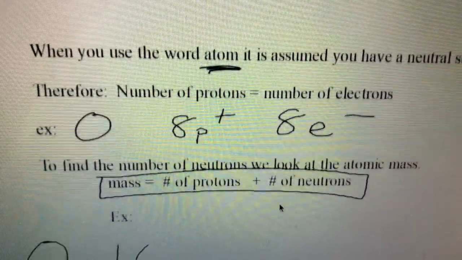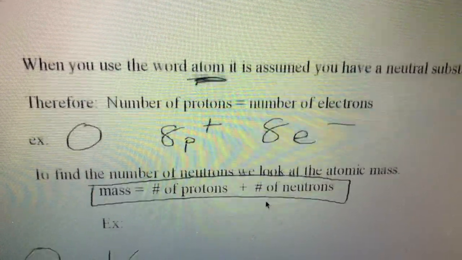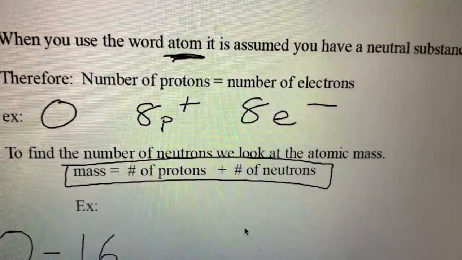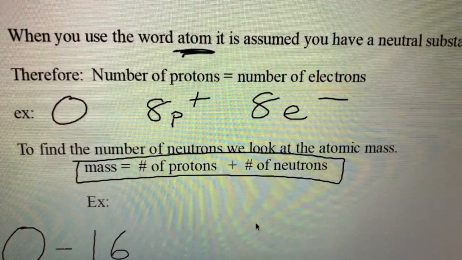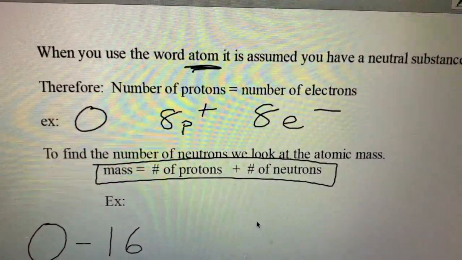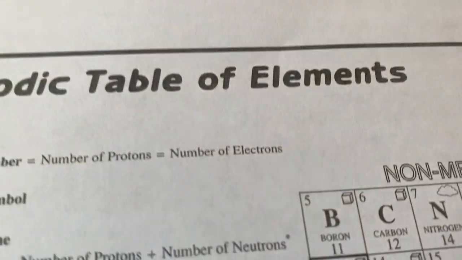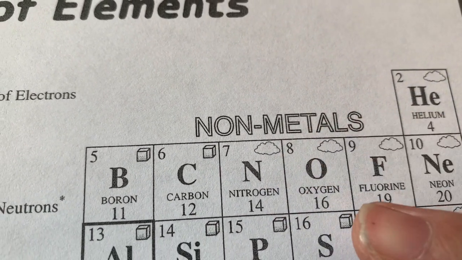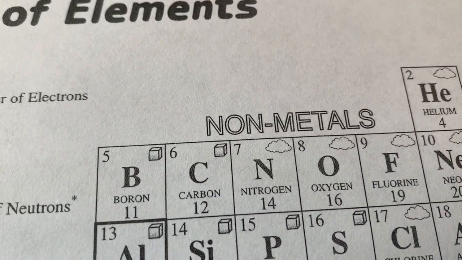Great. Now, we know how to find the number of protons and the number of electrons. The next thing is finding the number of neutrons. In order to find the number of neutrons, we're going to look at the mass, because the mass of the atom, as we just talked about, is simply composed of the number of protons plus the number of neutrons. If you look at, again, your periodic table, and we'll look here at oxygen, you have the atomic number on the top, and then there's a number on the bottom. That number is the atomic mass.